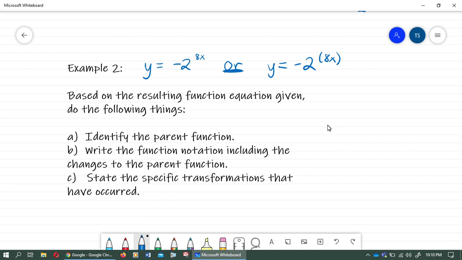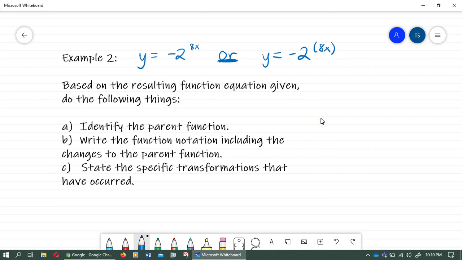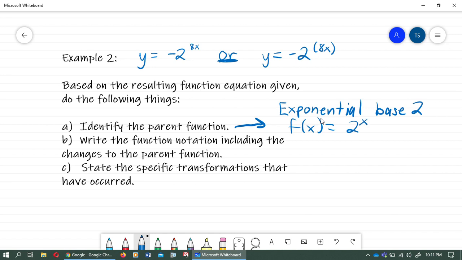Okay, guys, this next example here, we have the same parts. Excuse me if it seems a little rushed, but we're running a little short on time here. All right, the parent function here is the exponential function, with a base of 2, and that's the function where you have 2 raised to the power of x.